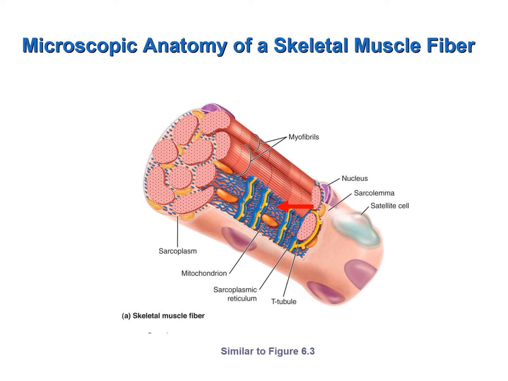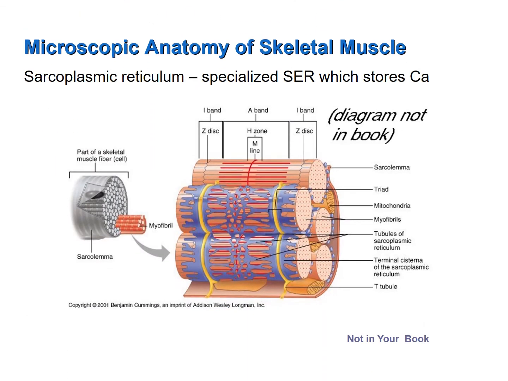Let's look a little more closely at the sarcoplasmic reticulum. This slide shows a dissection of a skeletal muscle fiber. You can see the sarcoplasmic reticulum, shown in blue, surrounds each myofibril. Again, it's a specialized smooth endoplasmic reticulum. It stores calcium, and you'll see later the role that calcium plays in facilitating the contraction of a skeletal muscle fiber.